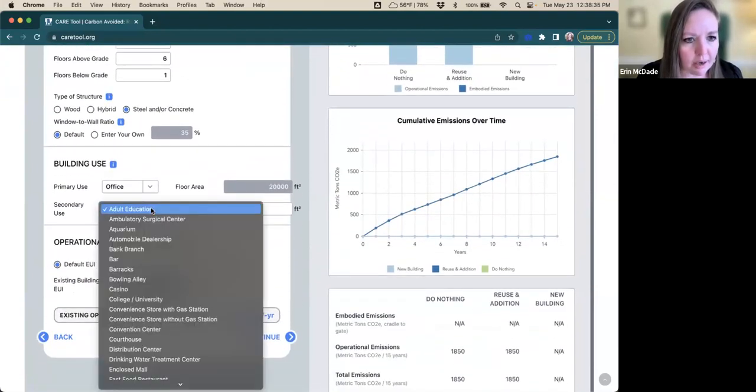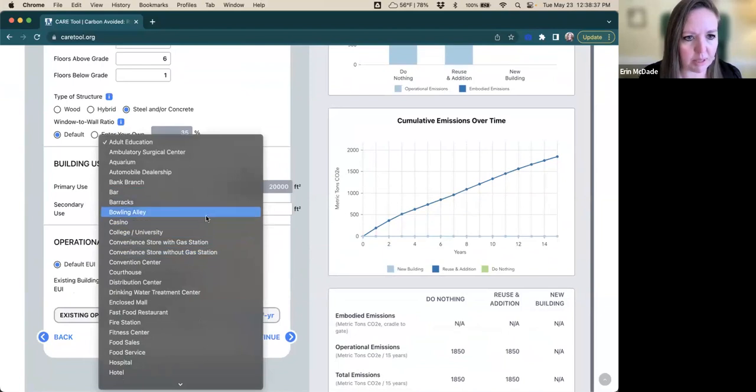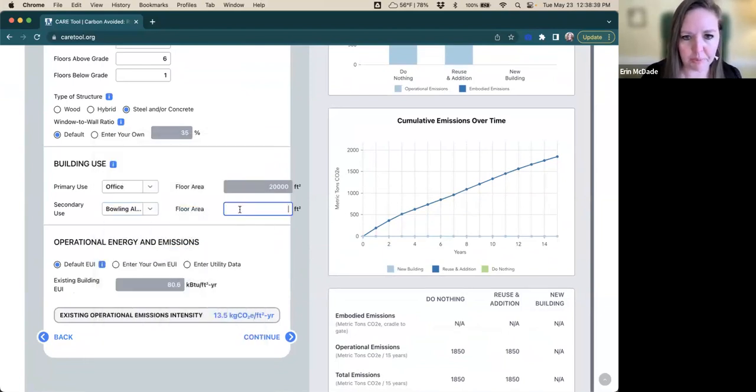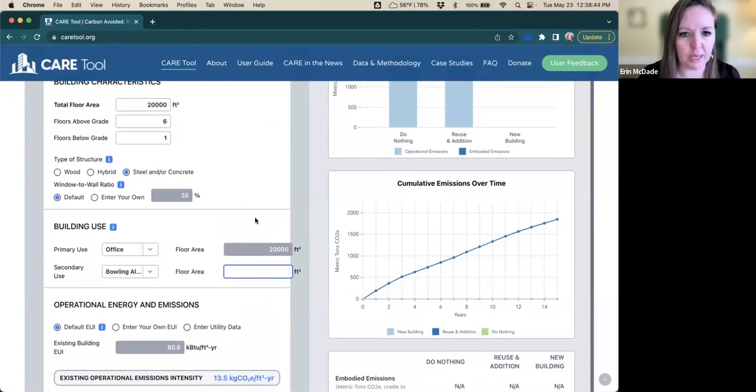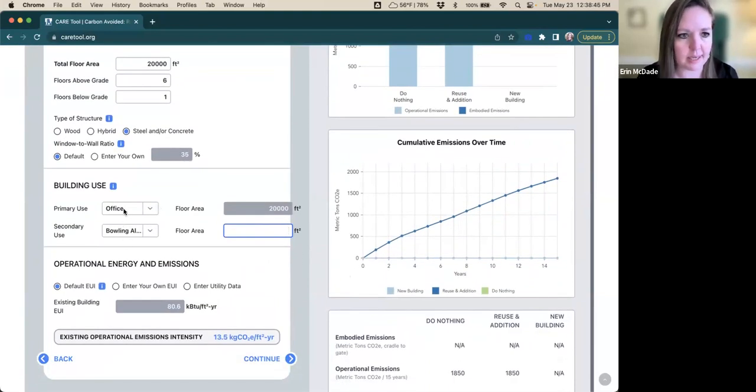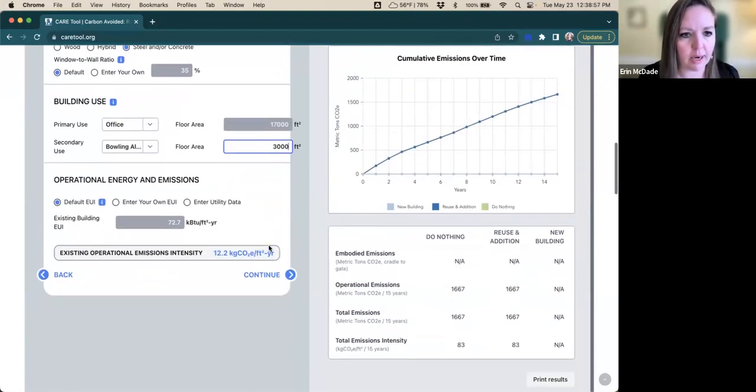So we'll say it's an office, and let's do something fun. Let's say it has a bowling alley in it too, because why not? And so we already said that the total floor area was 20,000. Since it didn't know I was going to add a second use type, it just assumes that the office is 20,000, but I'll say, no, we're going to do a 3,000 square foot bowling alley. And so that'll automatically update that floor area there.